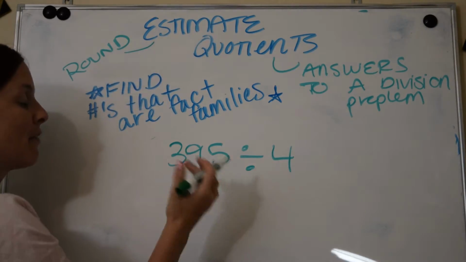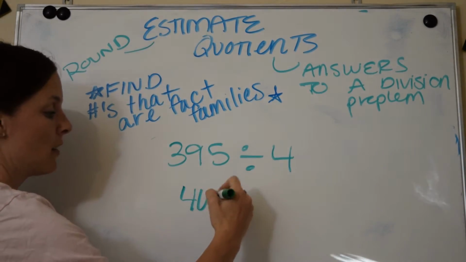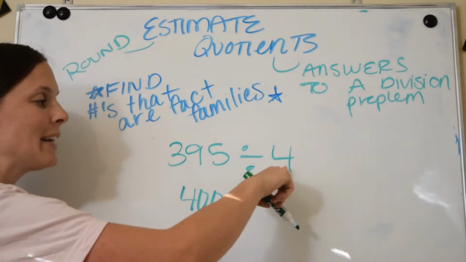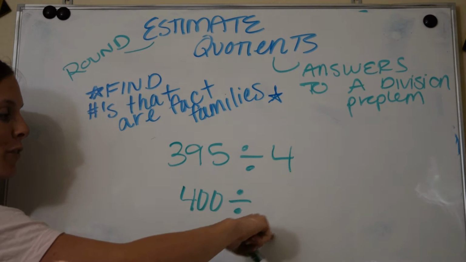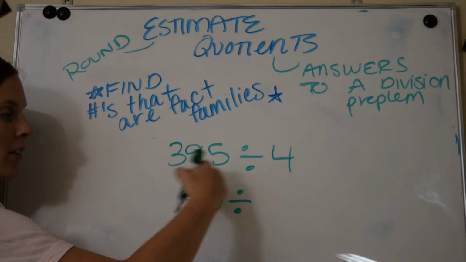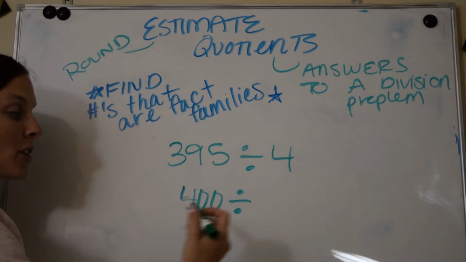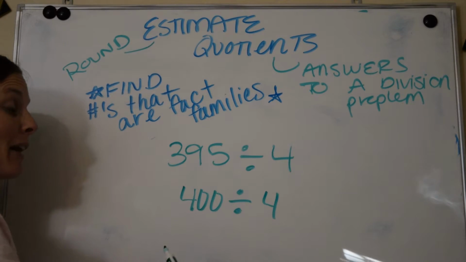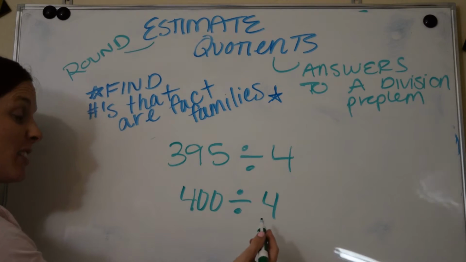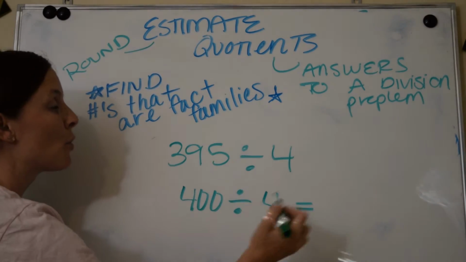Well, 395 would round up to 400. Do I need to change the 4? Or does 4 belong to a fact family with 400? Think of your patterns that we just did. If I bring down this 4, I could use my patterns trick to divide this mentally. And that's what your goal is.